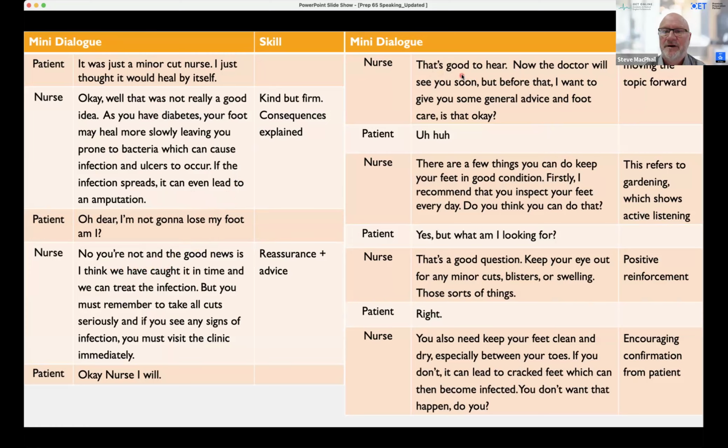All right. Now, when the patient says, I will follow your advice, nurse says, that's good to hear. There's that positive language. Now, the doctor will see you soon. But before that, I want to give you some general advice on foot care. Is that okay? Now, this important word here, everyone, is the word now. This is how you move a conversation forward, right, to the next stage. That means you're leading the role play.